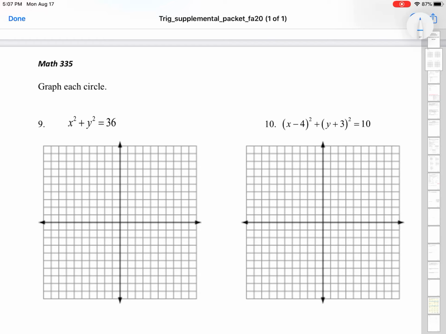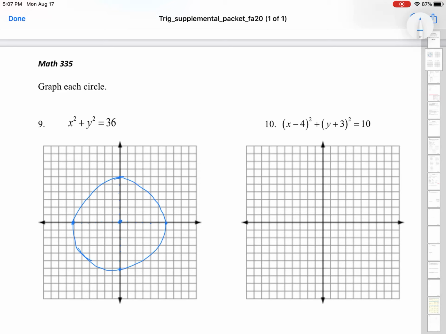And so what are we going to do? We're going to first identify our center. Our center is at 0, 0. And our radius is 6. So I'm going to go out 1, 2, 3, 4, 5, 6 units out in every direction from the center point. And then I'm going to do my best to create the circle that goes through all of those points. Now, it's not going to be perfect when you freehand it, but that's the graph of it.